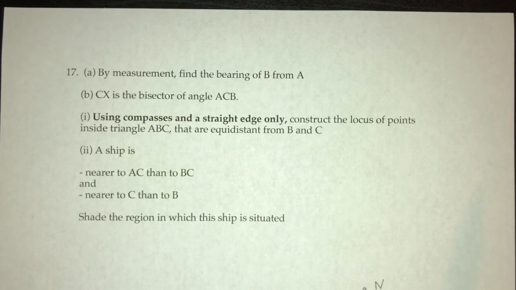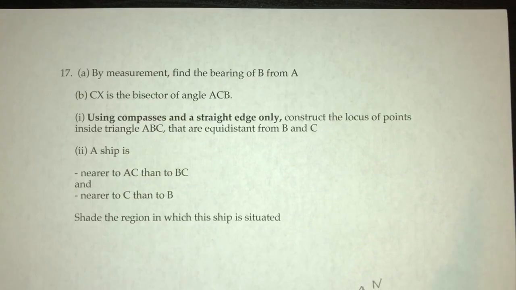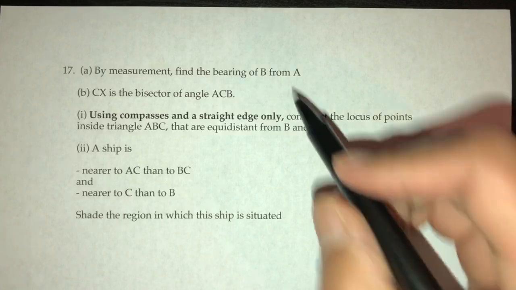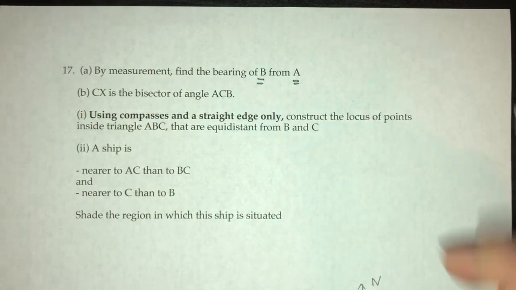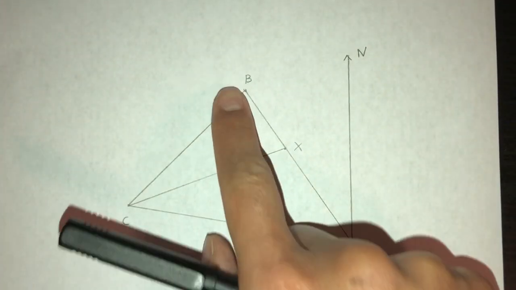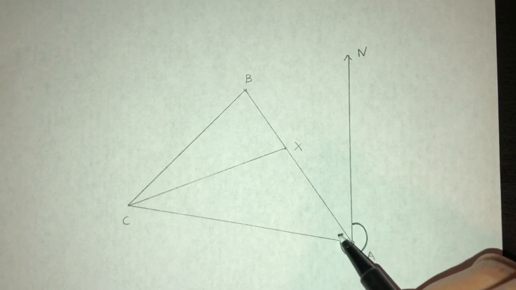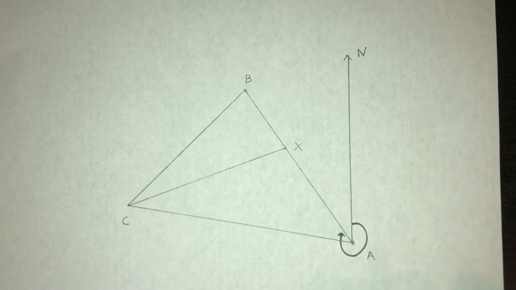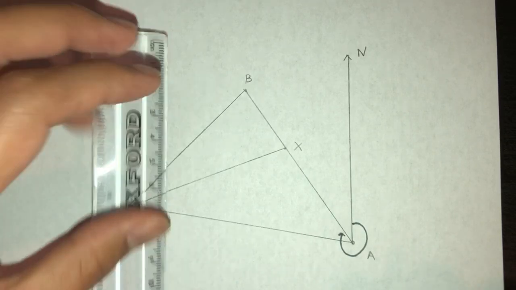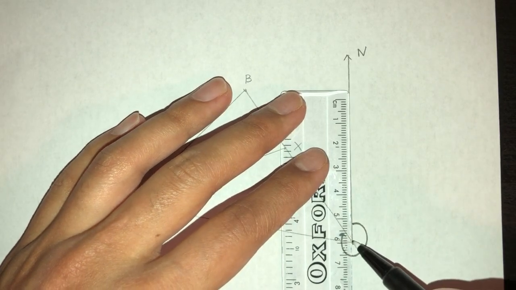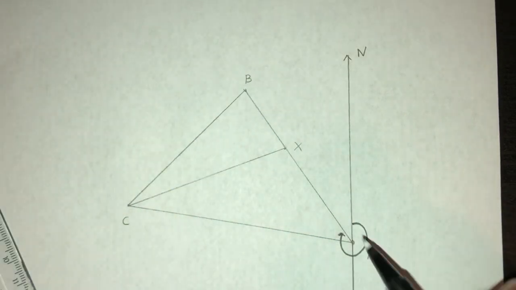Let's move on to question number 17. Part 1, by measurement find the bearing of B from A. So B from A, so we have to find this angle by measurement. Now I don't have the exact drawing, so it will not be exact. But the idea here is you just have to find this angle, right?